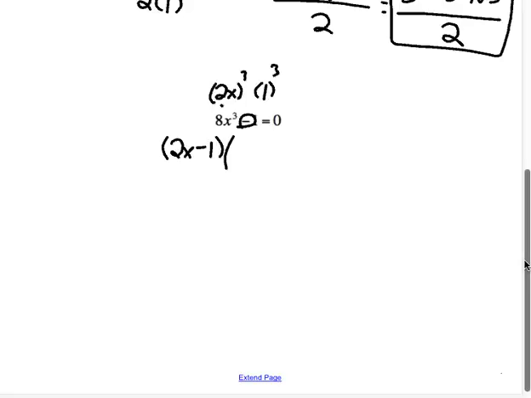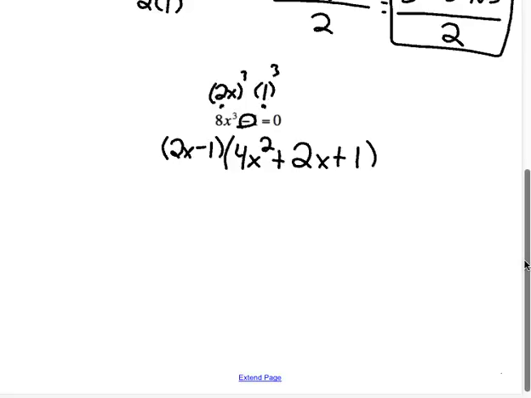So 2x and 2x gives me a 4x squared. 2x times 1 gives me a 2x. 1 times 1 gives me a 1. That last term is always positive. The middle is always opposite of whatever the linear piece has.